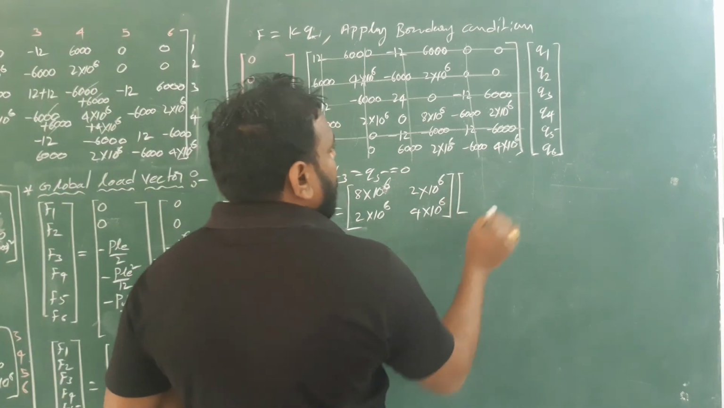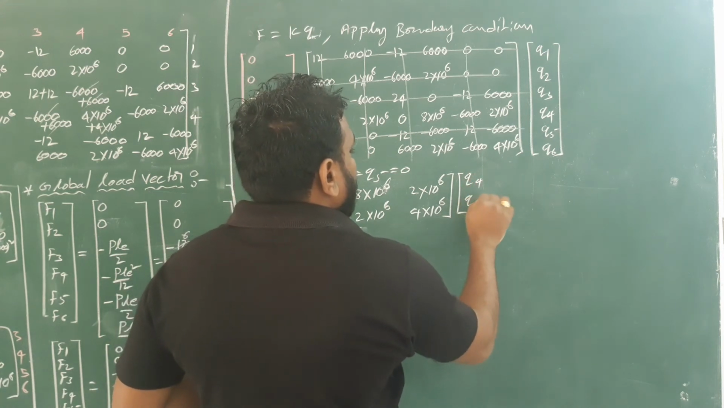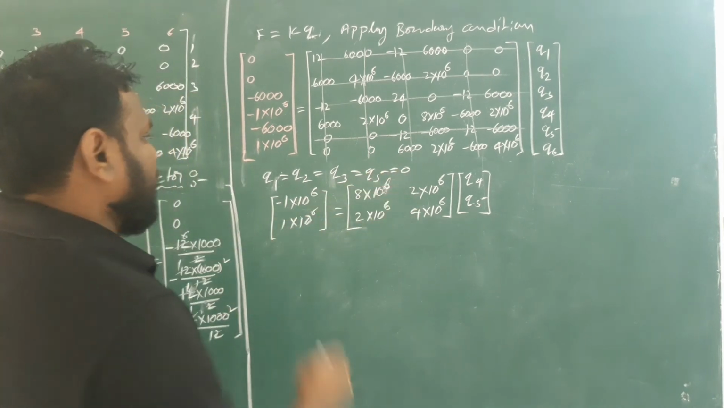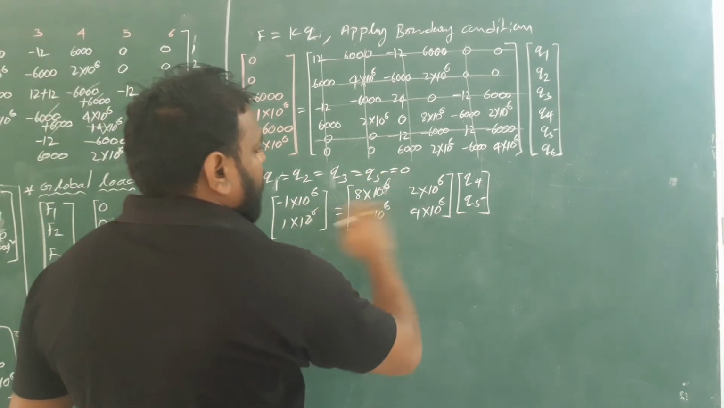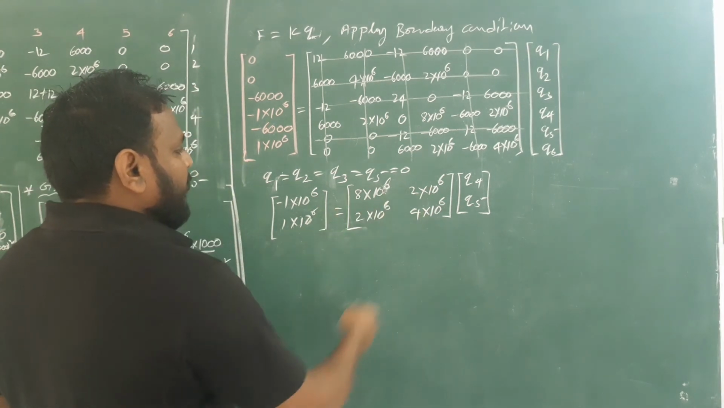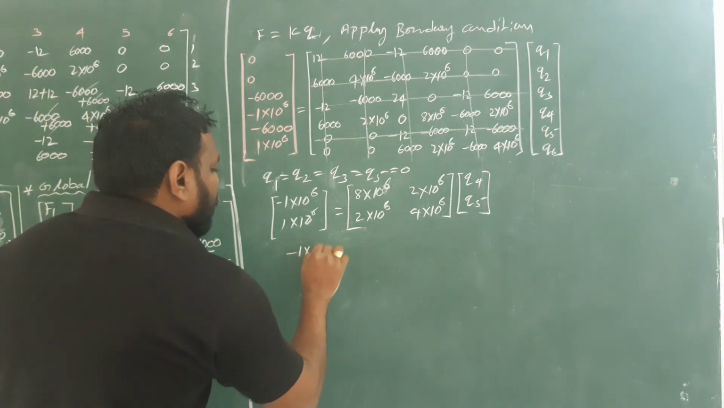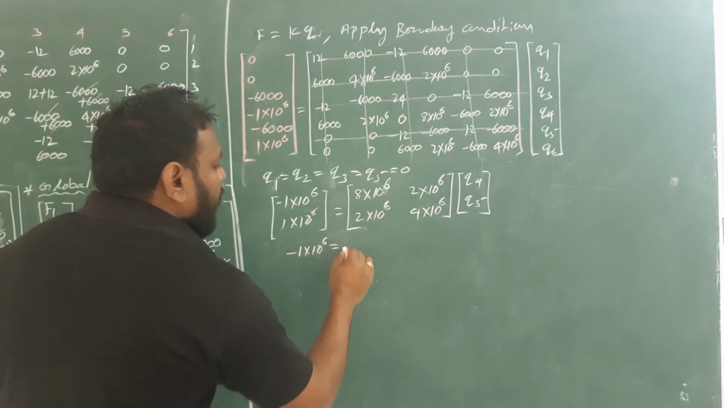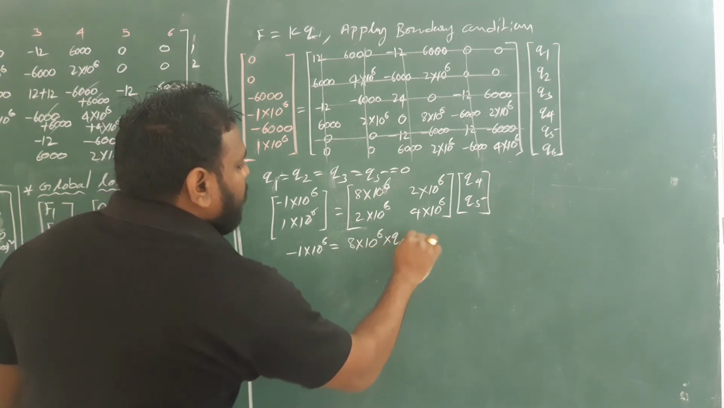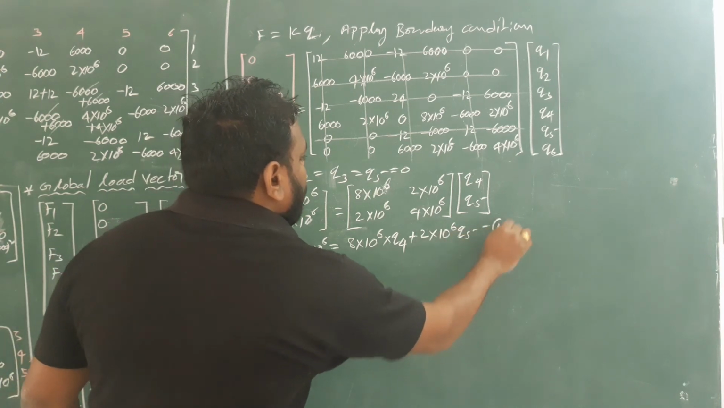The displacements are Q4 and Q5. Now apply this matrix equation into a number of code. That is the equation, converted into equation form. Minus 1 into 10 to the power of 6 is equal to 8 into 10 to the power of 6 into Q4 plus 2 into 10 to the power of 6 Q5. This is equation number 1.